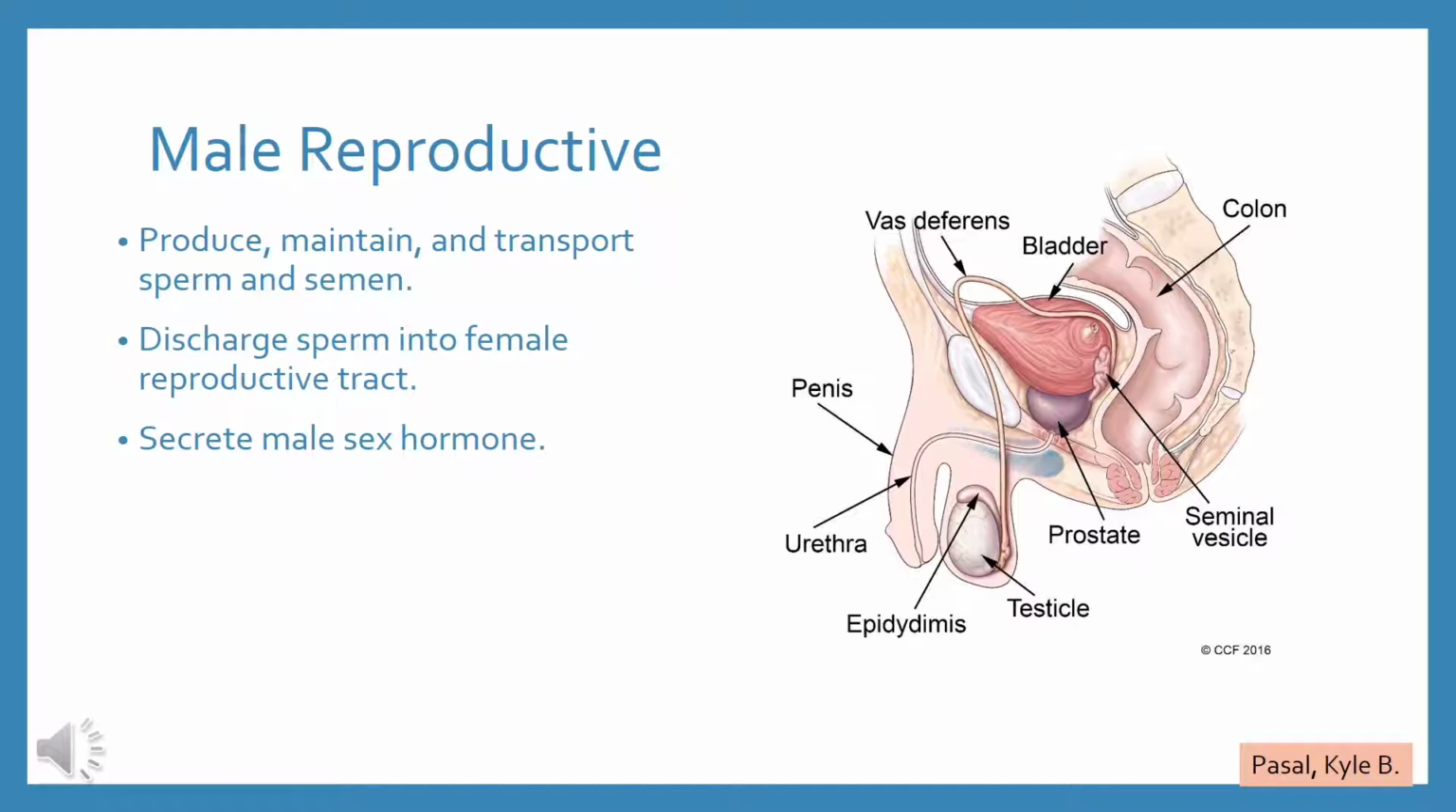The male reproductive system includes a group of organs that make up a man's reproductive and urinary system. These organs do the following jobs within your body. First, they produce, maintain, and transport sperm and semen. Second, they discharge sperm into the female reproductive tract. And lastly, they produce and secrete male hormones. The male reproductive system is made up of internal and external parts. Together, these organs help you urinate, have sexual intercourse, and make children.